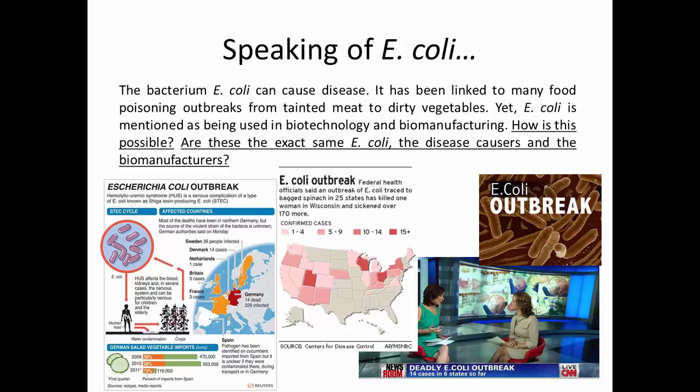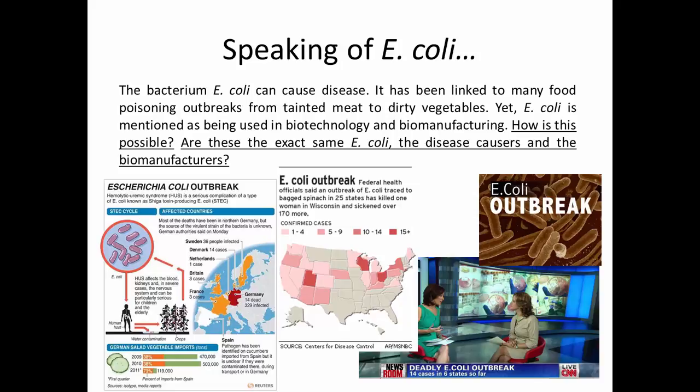Okay, so we've been talking about E. coli. Well, you've probably heard in the news at some point that E. coli caused disease, and you're probably thinking at some point that, well, E. coli are bad. Why are we using them so much? Why do we try to make insulin with E. coli? Sounds dangerous, doesn't it? Because E. coli has been linked to many food poisoning outbreaks from tainted meat, dirty vegetables, but I talk about it quite a bit as using it in biotechnology and biomanufacturing. How is this even possible?